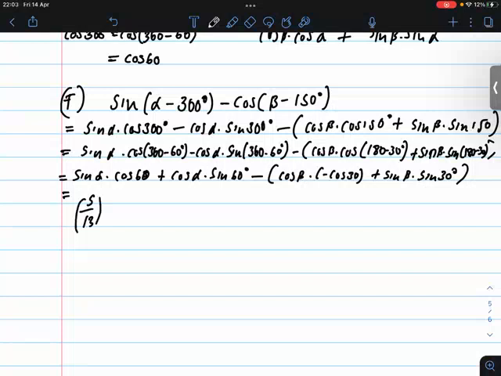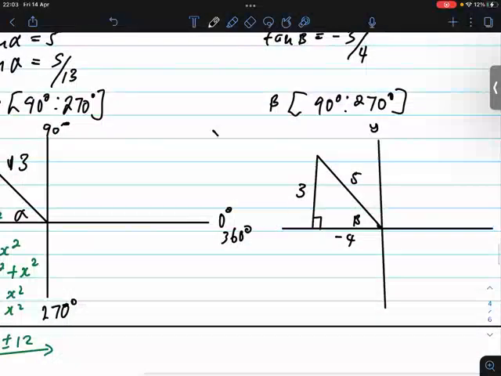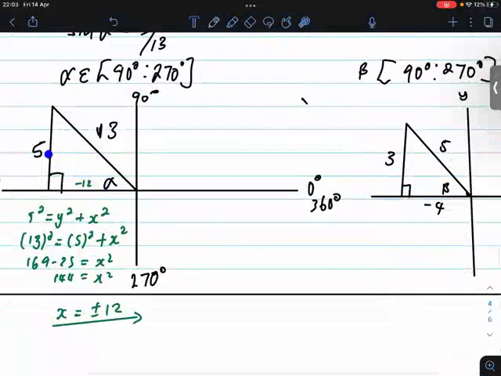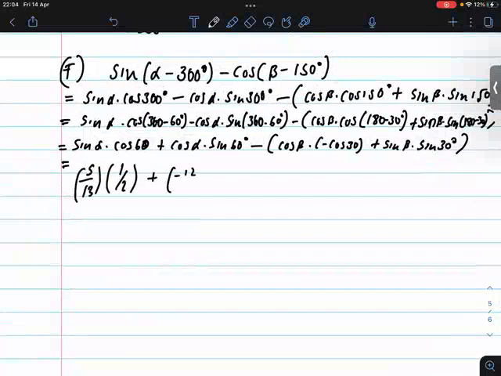And we know cos of 60 is a special angle, so that is a half. Cos of 60 is half. You can punch it in the calculator, still fine as well. And then plus cos of alpha, you can take it from the graph as well. Cos of alpha is adjacent over hypotenuse, negative 12 over 13. Are you following, guys?